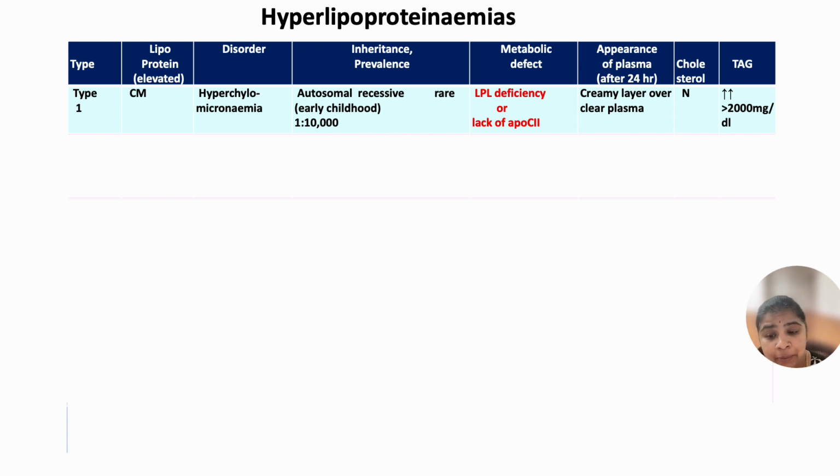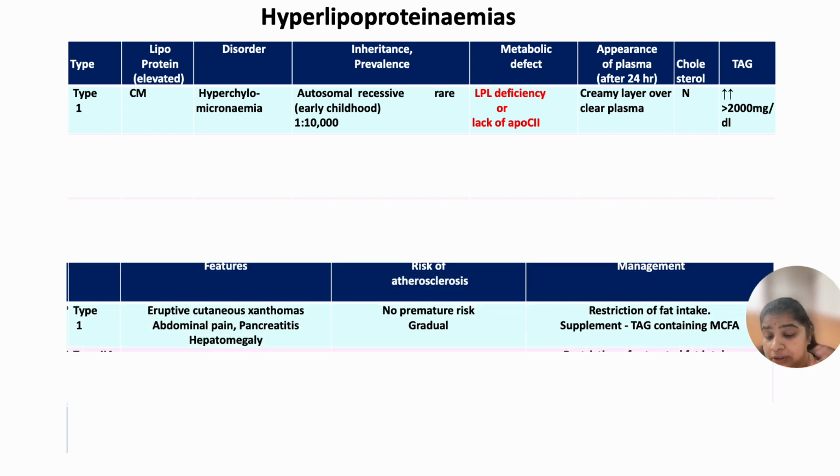Cholesterol levels will be normal, whereas triacylglycerol levels will be very much elevated, more than 2000 also. These people are not at a higher risk for coronary artery disease because cholesterol levels are not increased. Restriction of fat intake is important, and even supplement of medium chain fatty acids, so that chylomicron requirement will be less.